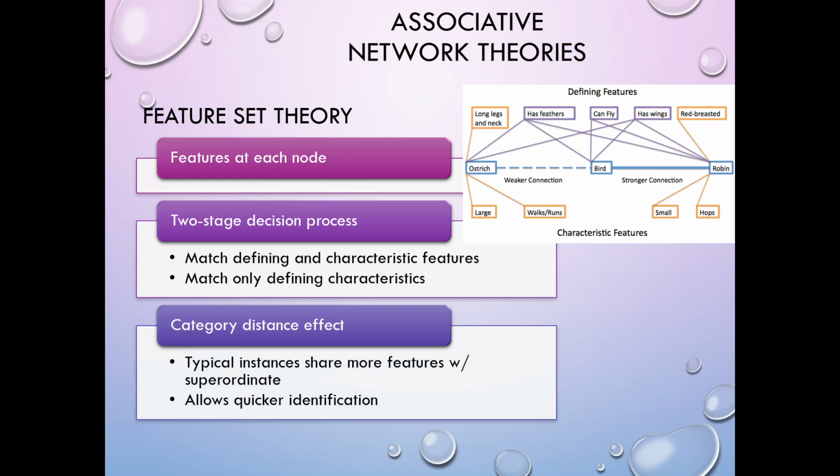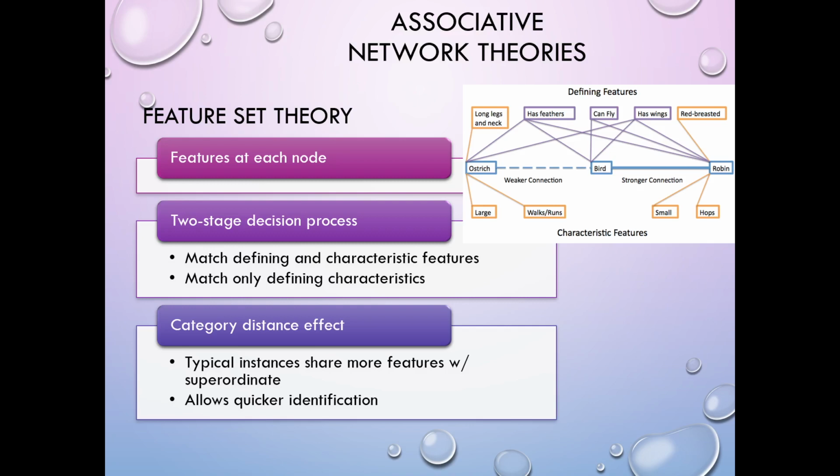There is a category distance effect in this model to account for the fact that it does take longer to establish, for example, that an ostrich is a bird than it does to establish that a robin is a bird. Typical instances share more features with the superordinate category of bird in this case, and so it allows for quicker identification. So in this model, the category distance effect is not occurring because you're having to literally travel up the categories like the teachable language comprehender implied.